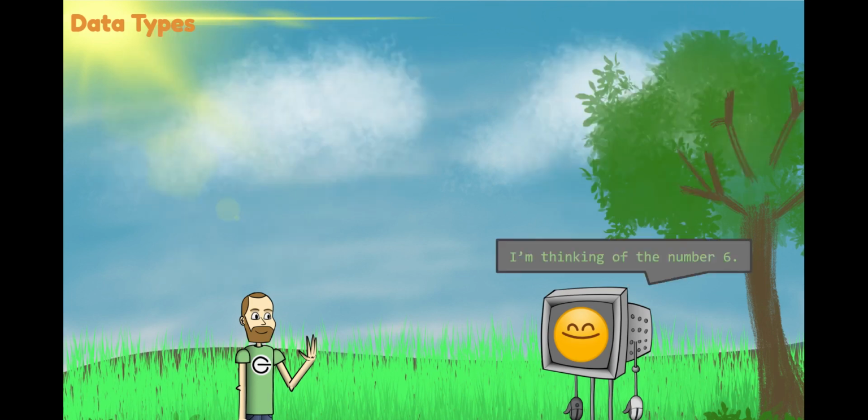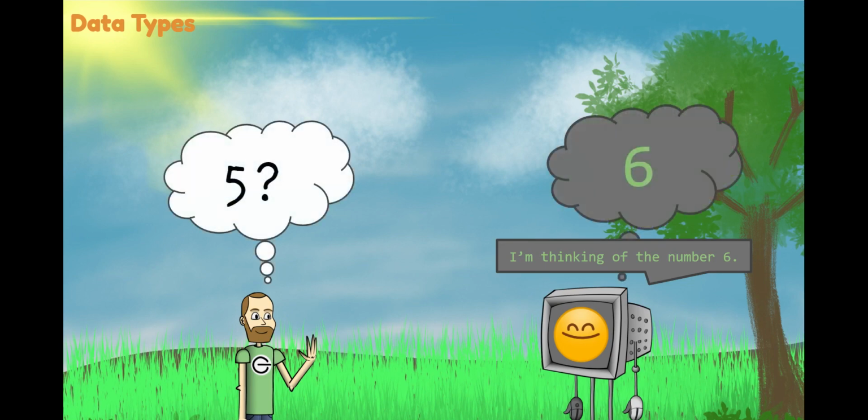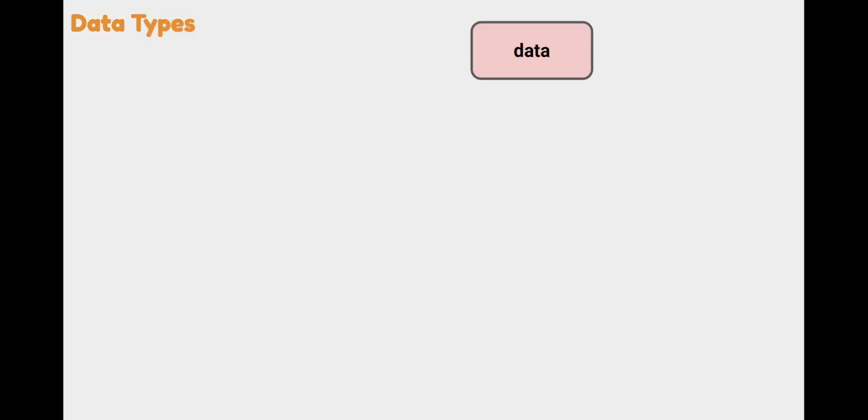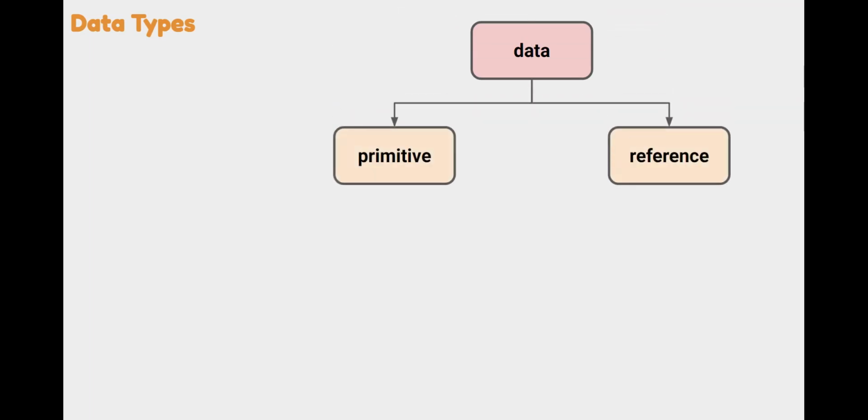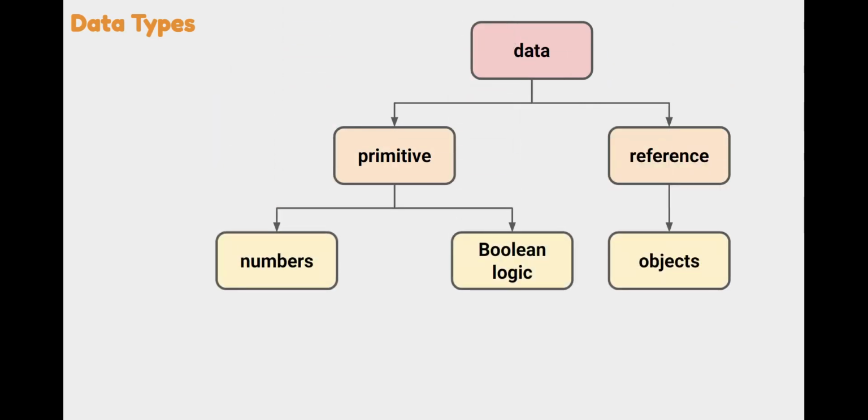Now, when somebody tells you that they are thinking of the number 6, you know what they are thinking of. There's really not a lot of confusion when it comes to numbers. So when we're working with data in our programs, data is going to be broken down into either primitive data or reference data. We're going to break those down even more. Our primitive data will be numbers and Boolean logic, and our reference data will be objects.